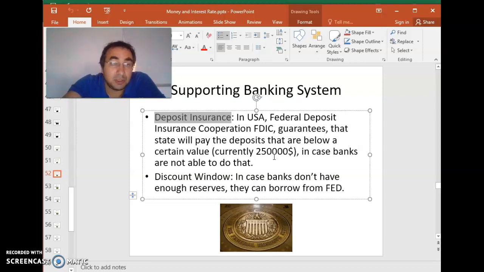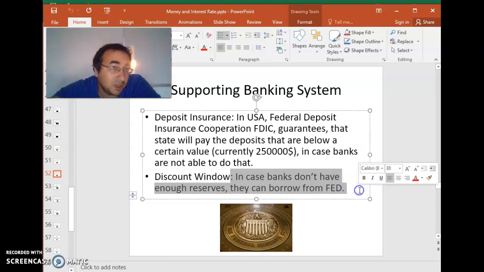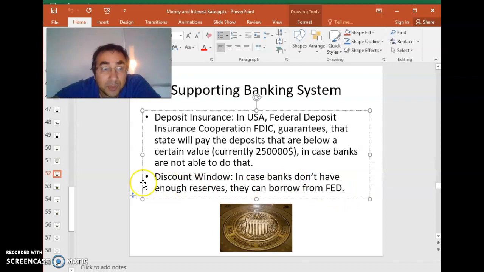We have a similar institution called BDDK in Turkey. So this is another protection, and this is a very good protection for the banks also, because people won't panic. People will think that they will get their money back anyway, especially the small depositors. Then you have the discount window. That's if the banks don't have enough reserves, enough money available initially, because of maybe some loans that don't come back, they can borrow money from the Fed or central bank.